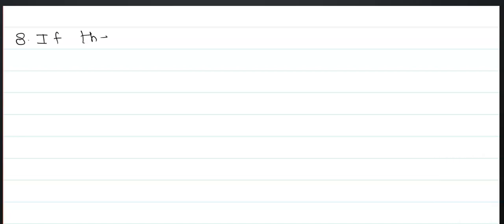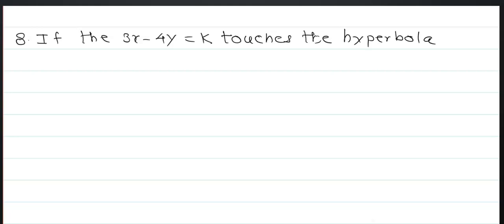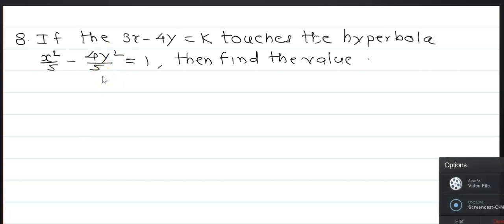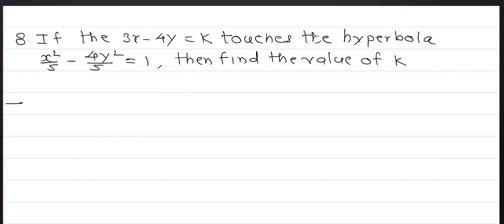Next is problem number 8. If 3x minus 4y equals k touches the hyperbola x square upon 5 minus 4y square upon 5 equals 1, then find the value of k.